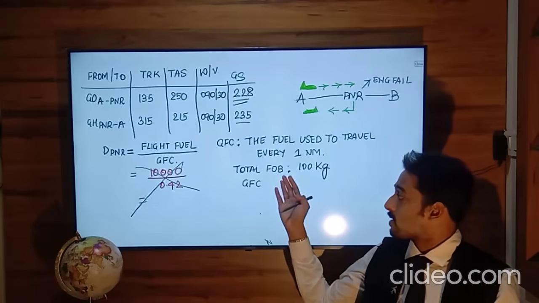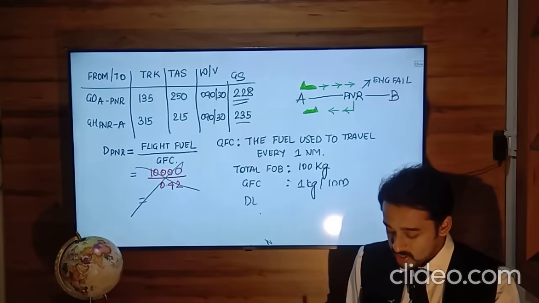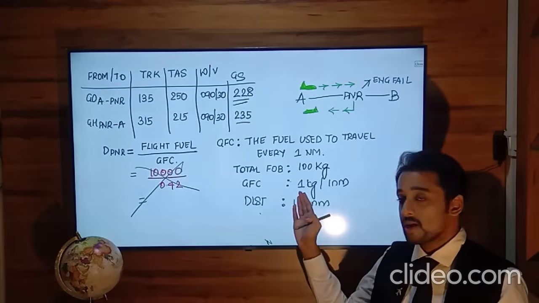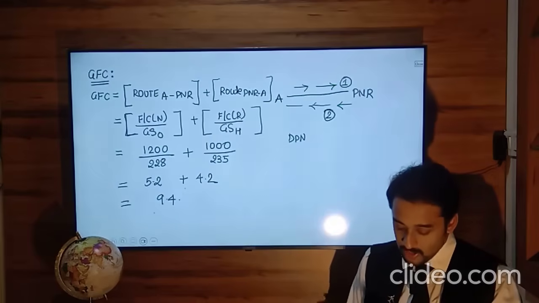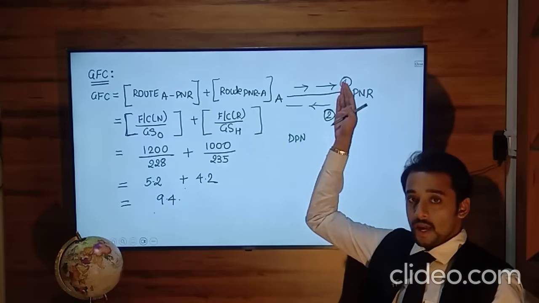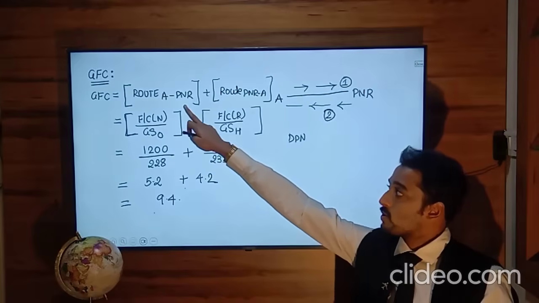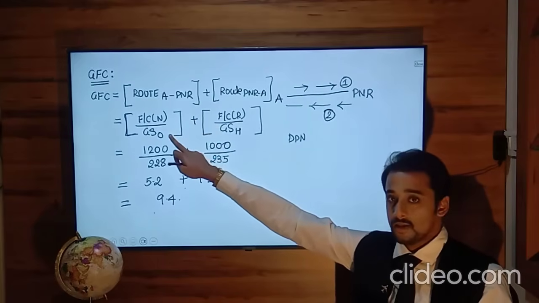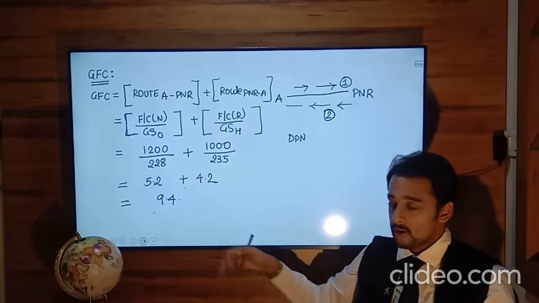So we saw an example. If your fuel on board is 100 kg and your gross fuel consumption is 1 kilogram every nautical mile, the total distance you will cover will be 100 nautical miles. To cover 1 nautical mile you are taking 1 kg, so for 100 nautical miles you will require 100 kg. So how to calculate gross fuel consumption? You will be adding two elements: first going A to PNR and then PNR back to A. When you go from A to PNR, everything is normal. Coming back, everything will be reduced. So you add that and you will get 9.4.